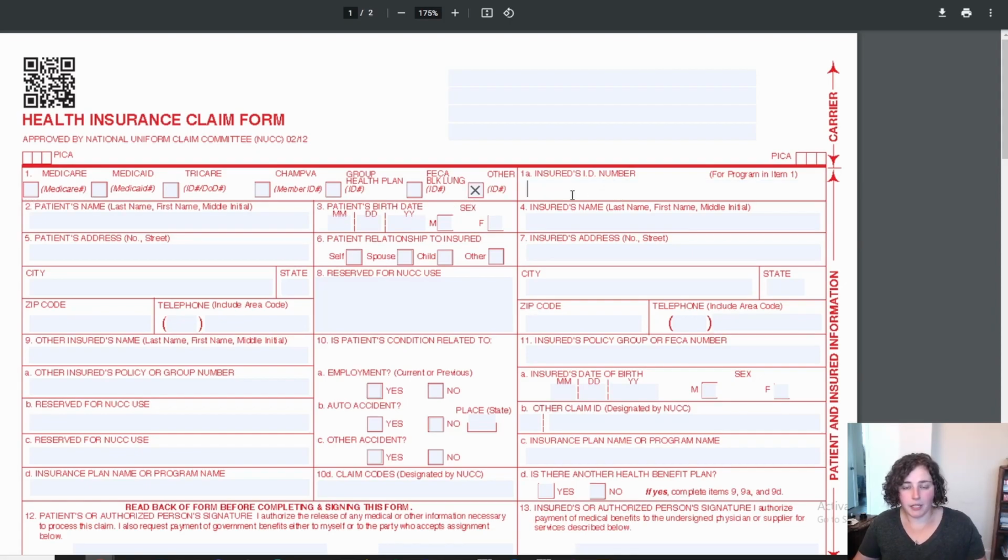So let's say I was seeing a patient who had Independence Blue Cross, I would check off Other. The insurance ID number, this is the ID that's on their card, and you want to make sure that you include any letters as well, followed by the numbers. So you would indicate that.